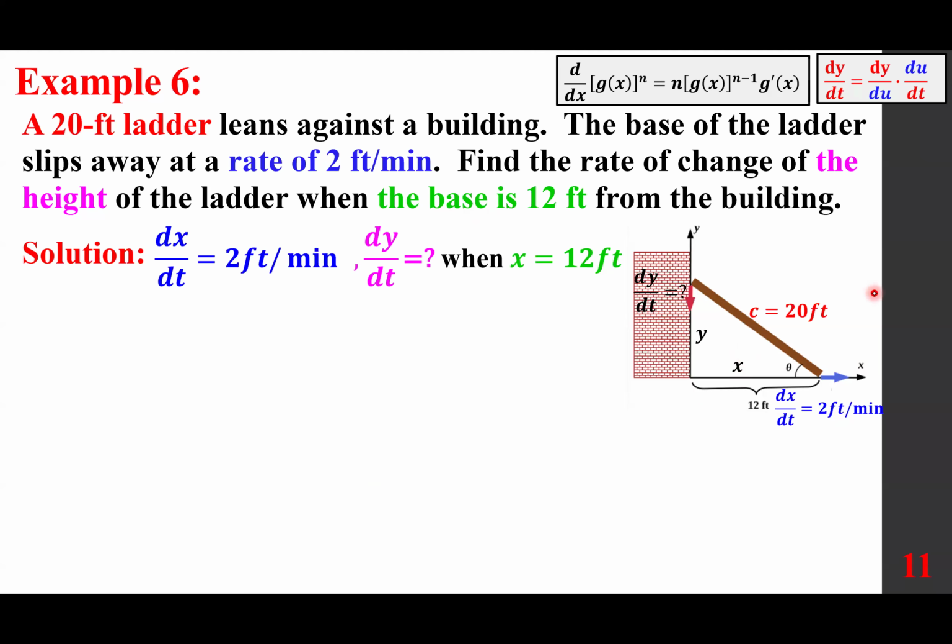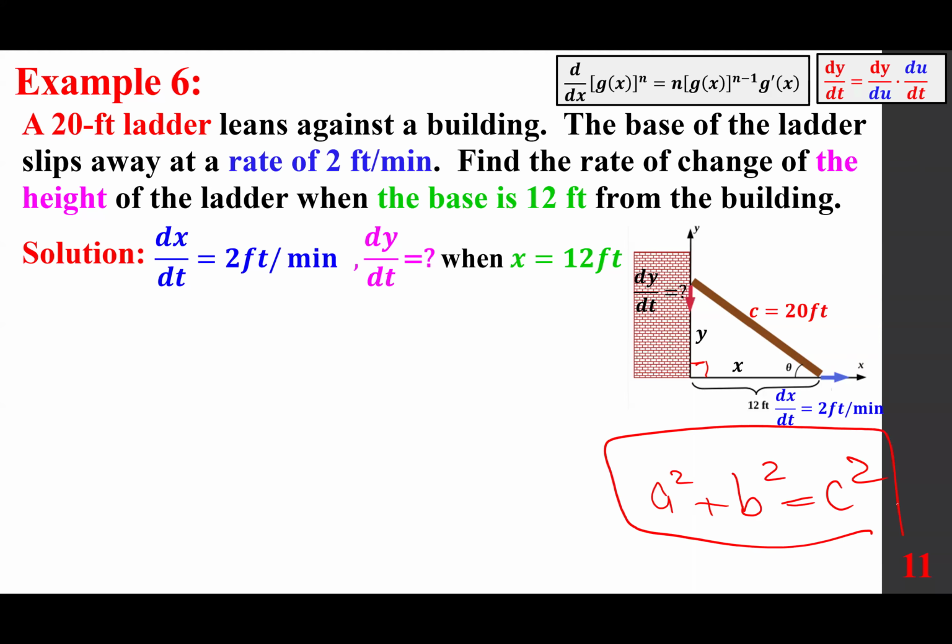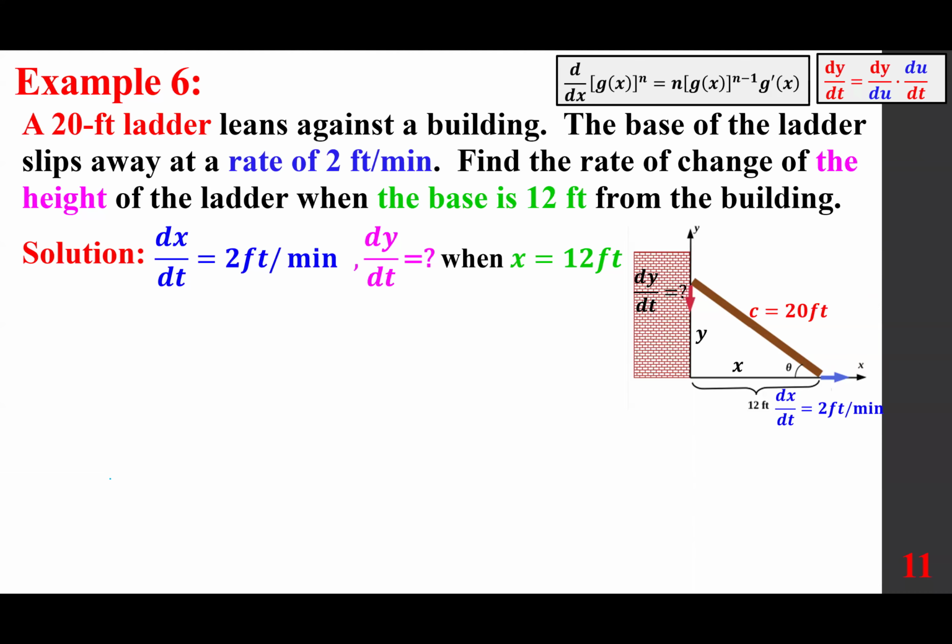Having said that, what other thing do we know? The Pythagorean theorem indicates a squared plus b squared equals c squared. Therefore, let's write it here. That means x squared plus y squared is 20 squared. So that's a piece of information from geometry we should have.